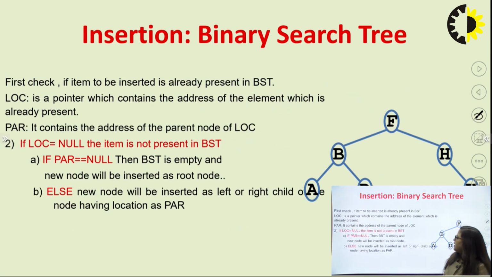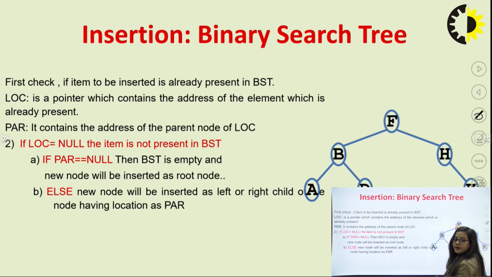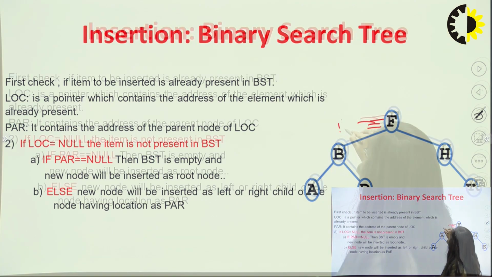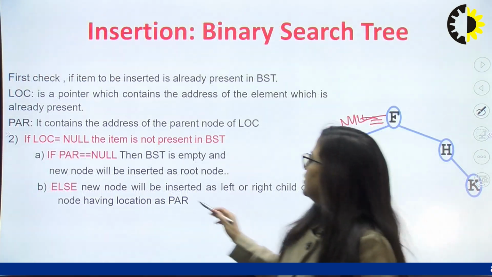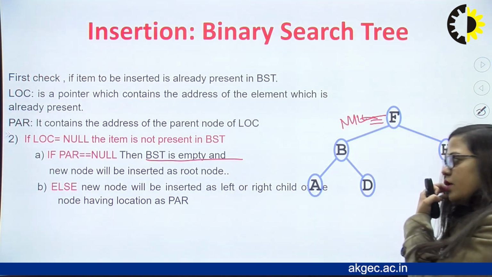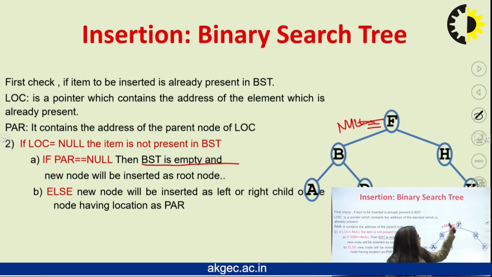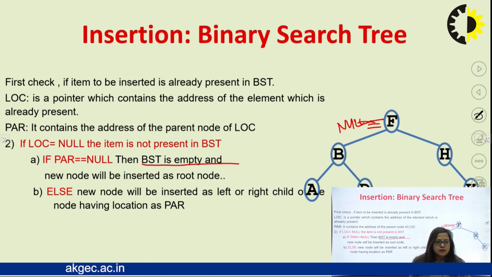Both conditions apply here, and there are some conditions. First one, if parent is equal to null, then the parent is the main of this given tree. So if parent is equal to null, that BST is empty, because there are no nodes in the BST. Then you insert the new node at that position. Else the new node will be inserted on the left or right, after checking the parent.